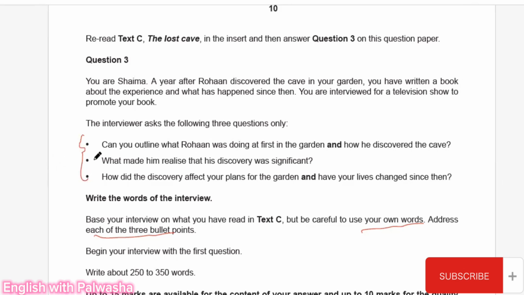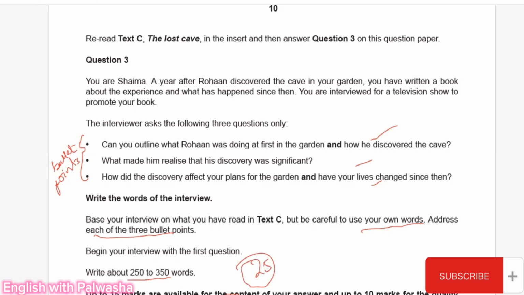Here we get the bullet points like we used to get in the writing paper. All right. The bullet points are here. Basically the instructional points which we need to follow, and basically we need to start answering each of the questions. Got my point? And it should be in 250 to 350 words. Again, the 15 marks are for the content of your answer and 10 for the quality. So it's going to be 25 marks altogether.